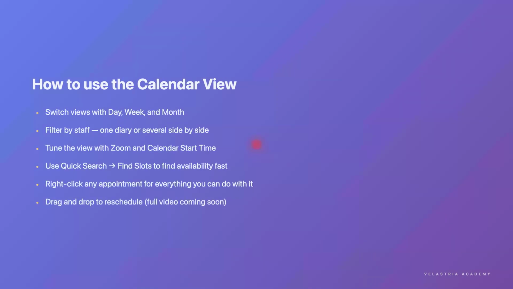That's the calendar in 5 minutes. Switch views with the day, week, and month buttons. Filter by staff to see one diary or many side by side. Use the calendar controls to fine-tune zoom and start time. Use quick search when you need to find a slot quickly. And remember, right-click any appointment for everything you can do with it.